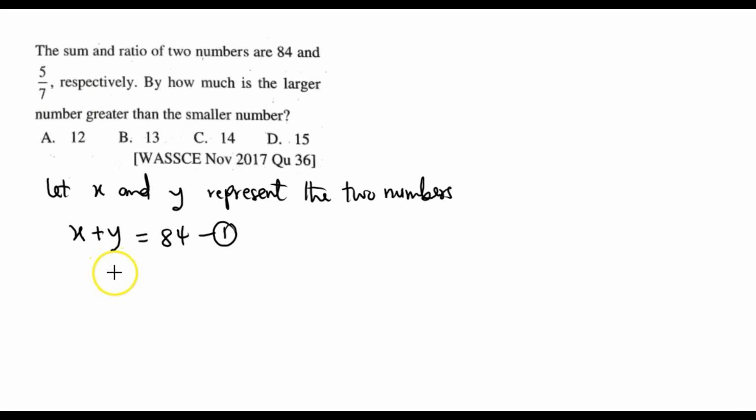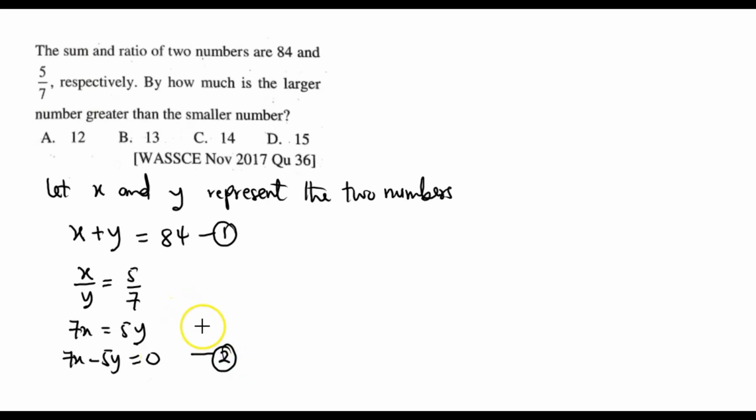Then the next one says the ratio of the two numbers is 5/7. So the ratio, meaning the division between the two numbers, should give us 5/7. If one number is x and the other is y, x over y should be equal to 5/7. By cross multiplying, we have 7x equal to 5y. Therefore, 7x minus 5y will be equal to 0. That can be named as equation 2.